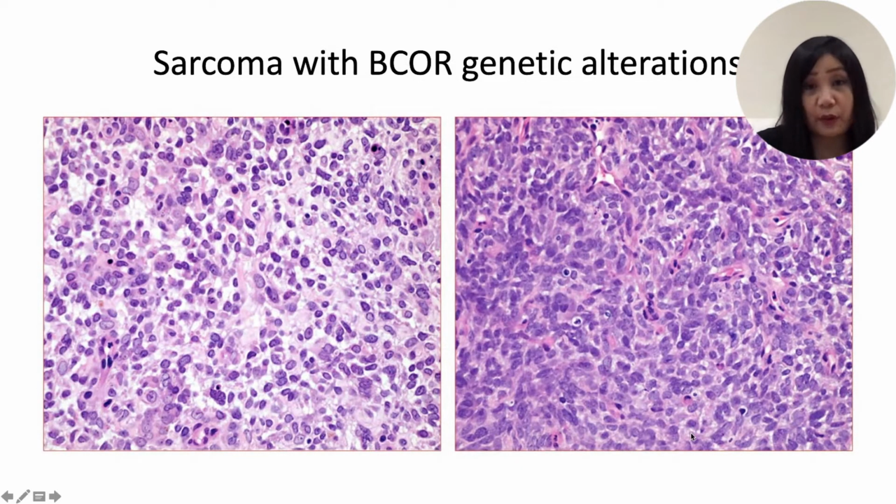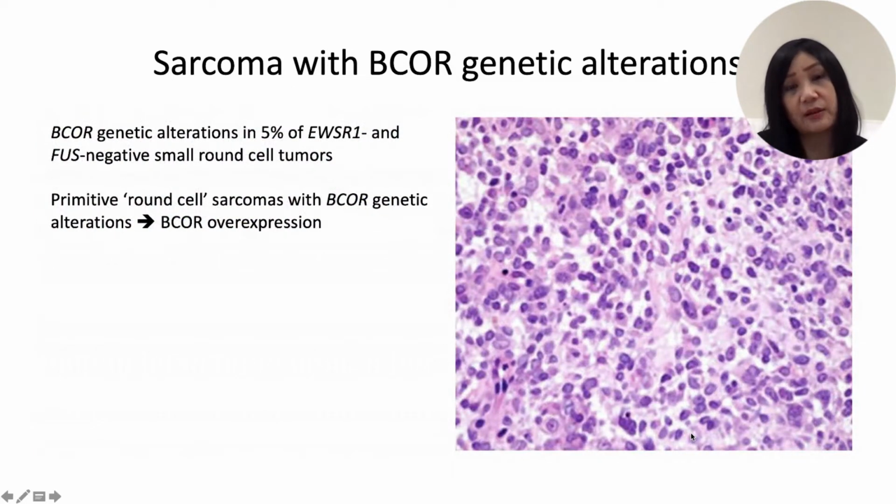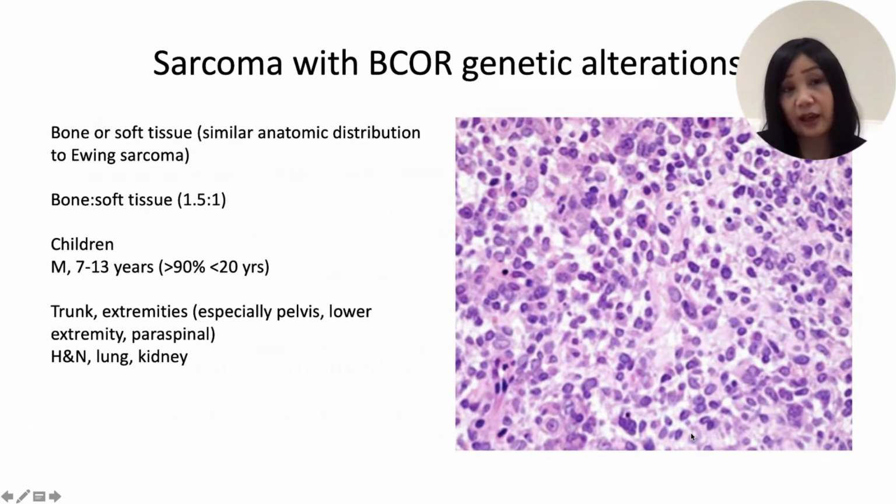So next, sarcoma with BCOR genetic alterations. BCOR-involved sarcomas are rarer. They account for approximately 5% of EWSR1- and FUS-negative small round cell tumors, and these genetic events lead to BCOR protein overexpression in the nuclei. These can occur in both bone or soft tissue. Let's remember that the CIC-rearranged ones are more frequently soft tissue neoplasms, but the BCOR-associated sarcomas have a similar anatomic distribution to Ewing sarcoma.